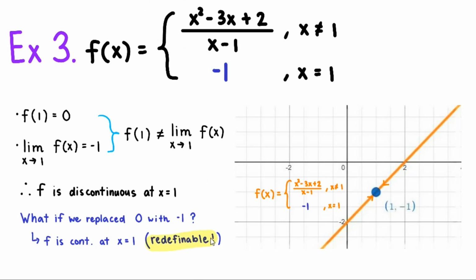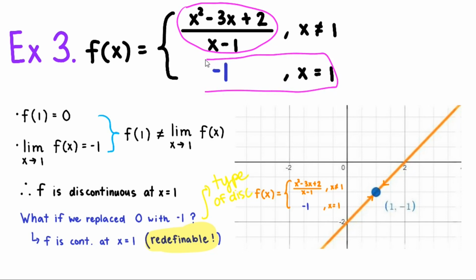Why is learning about redefinability important? Well, this tells us something about the type of discontinuity of a function. I hope this one can be seen. Since we know that in the first place, this given function is discontinuous at x equals 1. But upon certain adjustments, by having this part, we were able to make it continuous now.